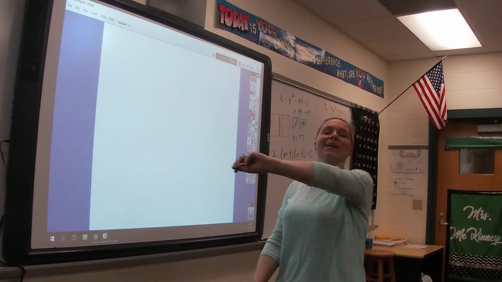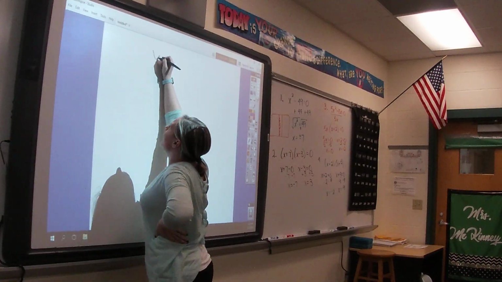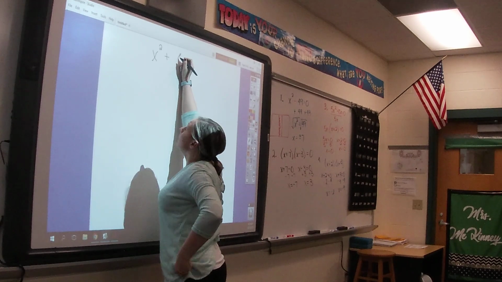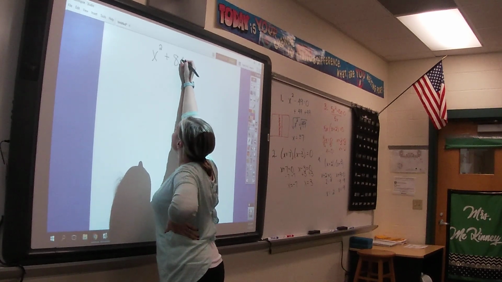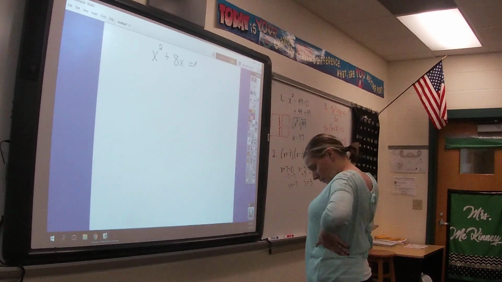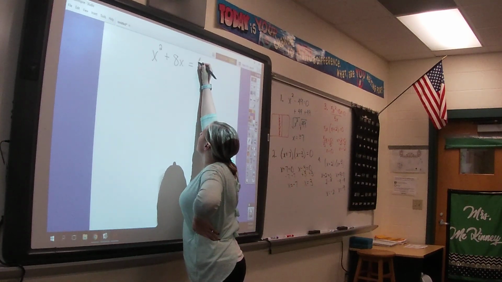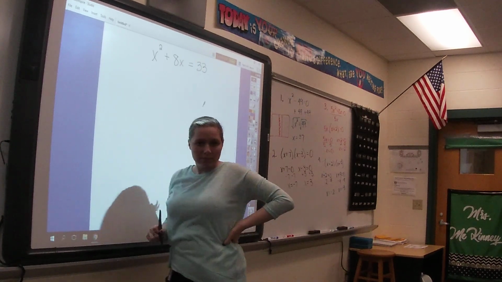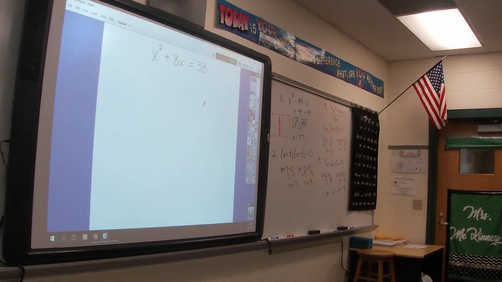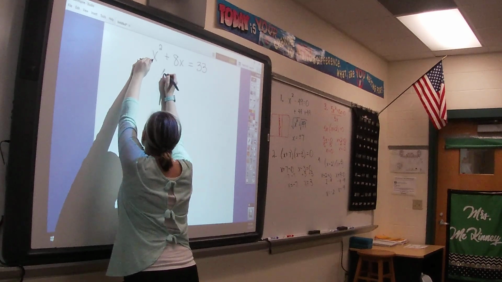Okay, so let's see what this looks like without the steps in between, without me writing in between. Let's say we have x squared plus 8x equals 33. Is this in the correct form to complete the square? Yes. What does b equal? 8.